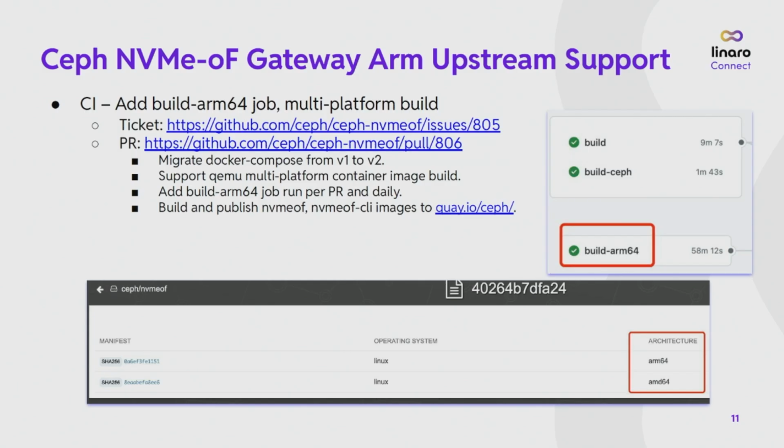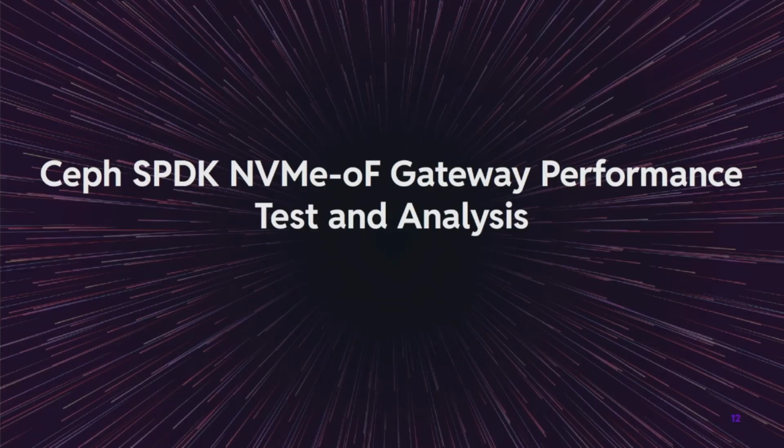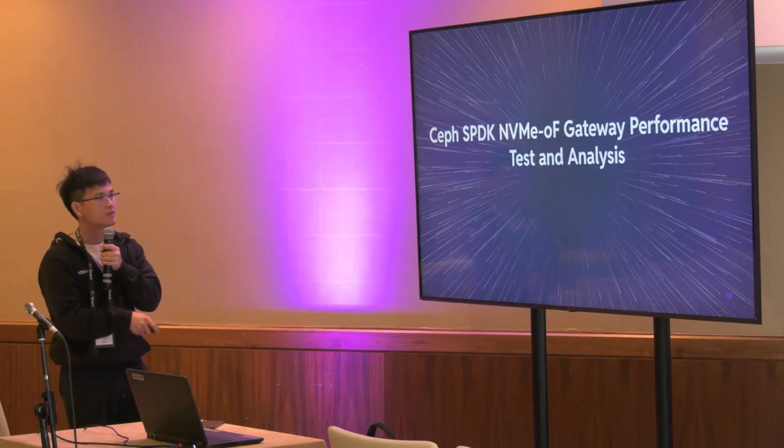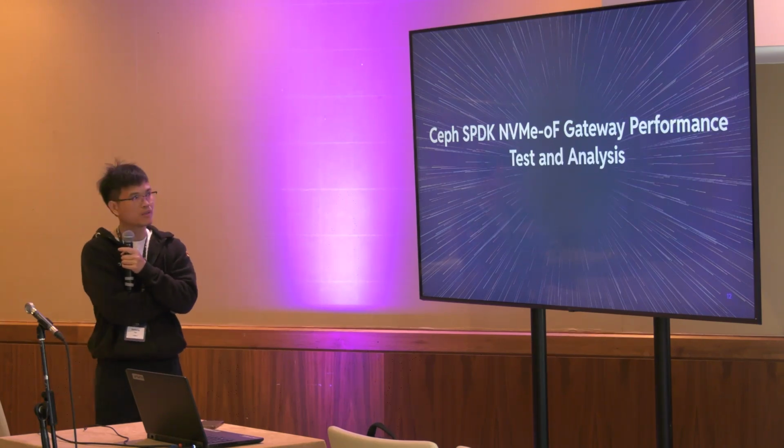Now the upstream can build and publish the multi-platform container image to the Ceph repository. As you can see in the bottom figure, it releases the ARM64 and AMD64 images, which is the x86 image. Okay, this is the ARM support work. Next, we share the performance test and analysis.